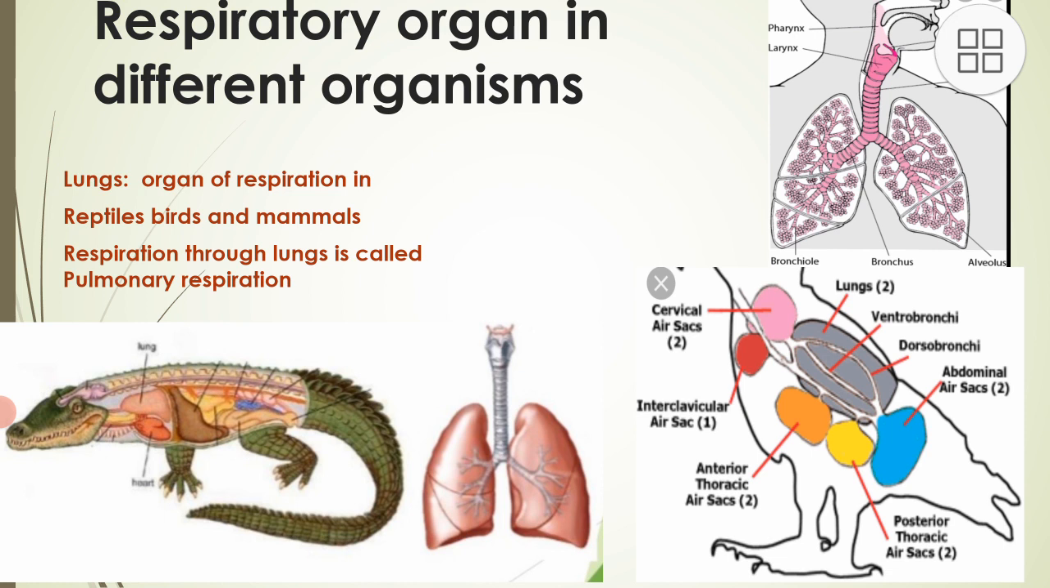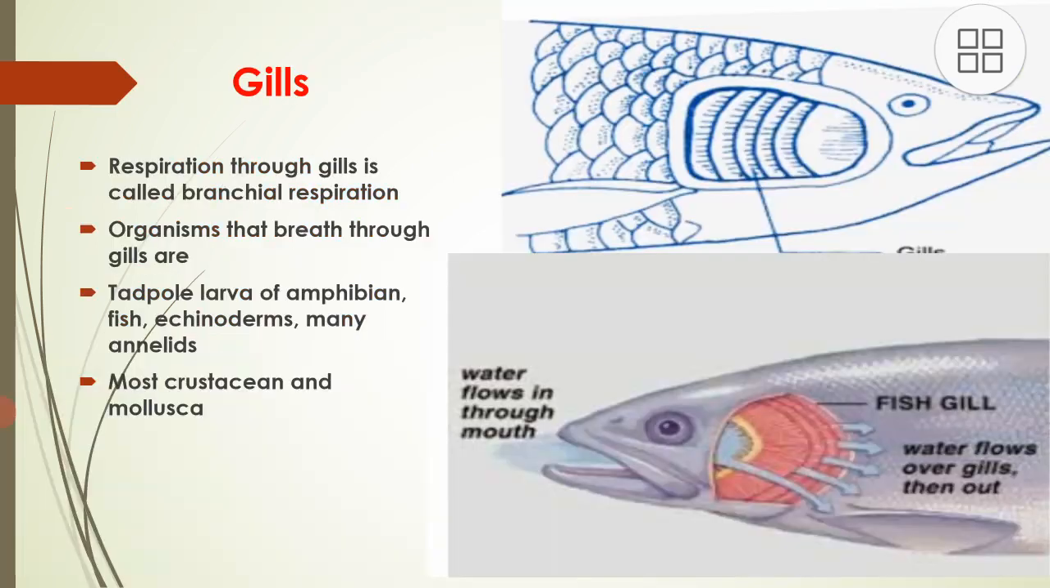You can see the picture over here: lungs of a mammal, that is man, lungs of a bird, and lungs of a crocodile, which falls in reptiles. These are the structures of lungs. You can imagine how they breathe through this tubular structure.